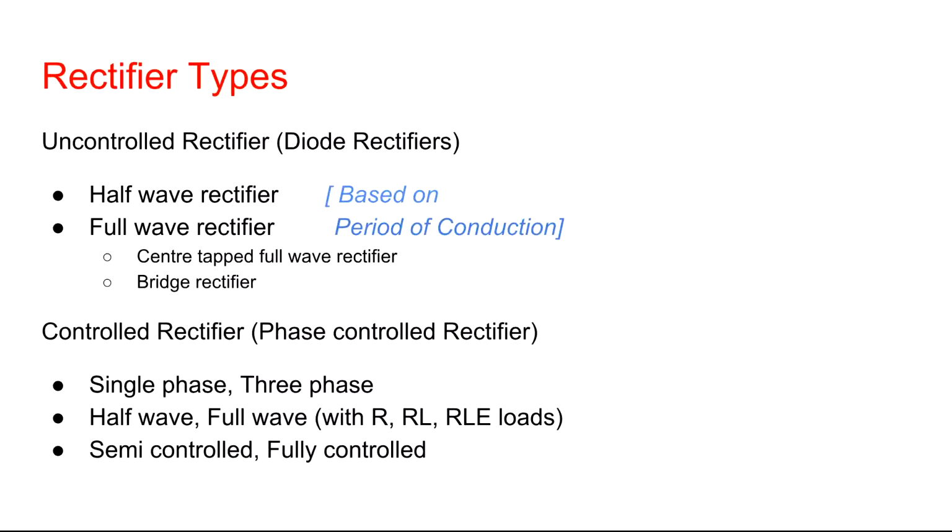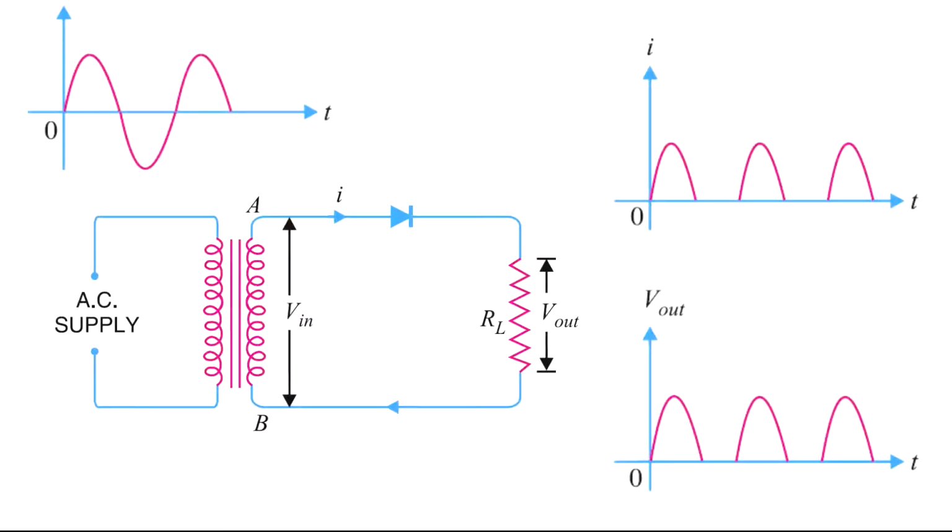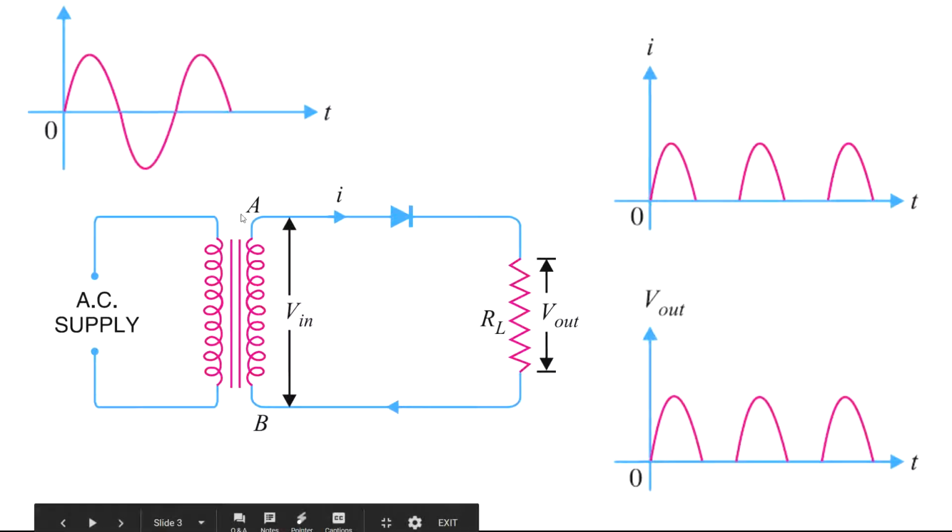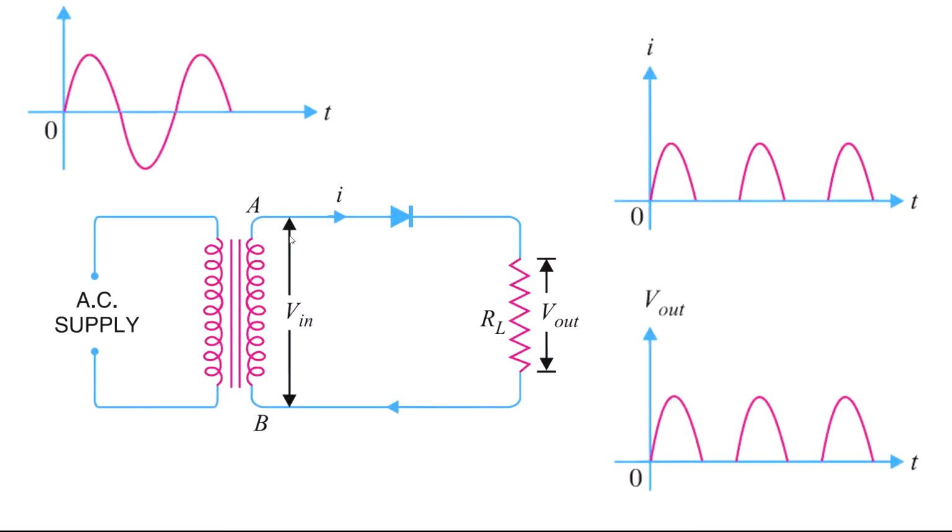Instead of going into semi-controlled and fully controlled, we'll just go into the half wave rectifier, a very basic type of rectifier. This is the half wave rectifier circuit. The input AC voltage will appear across the primary side of the transformer. On the other side of the transformer, we are connecting a diode and load resistance. The DC output will appear across the load resistance.